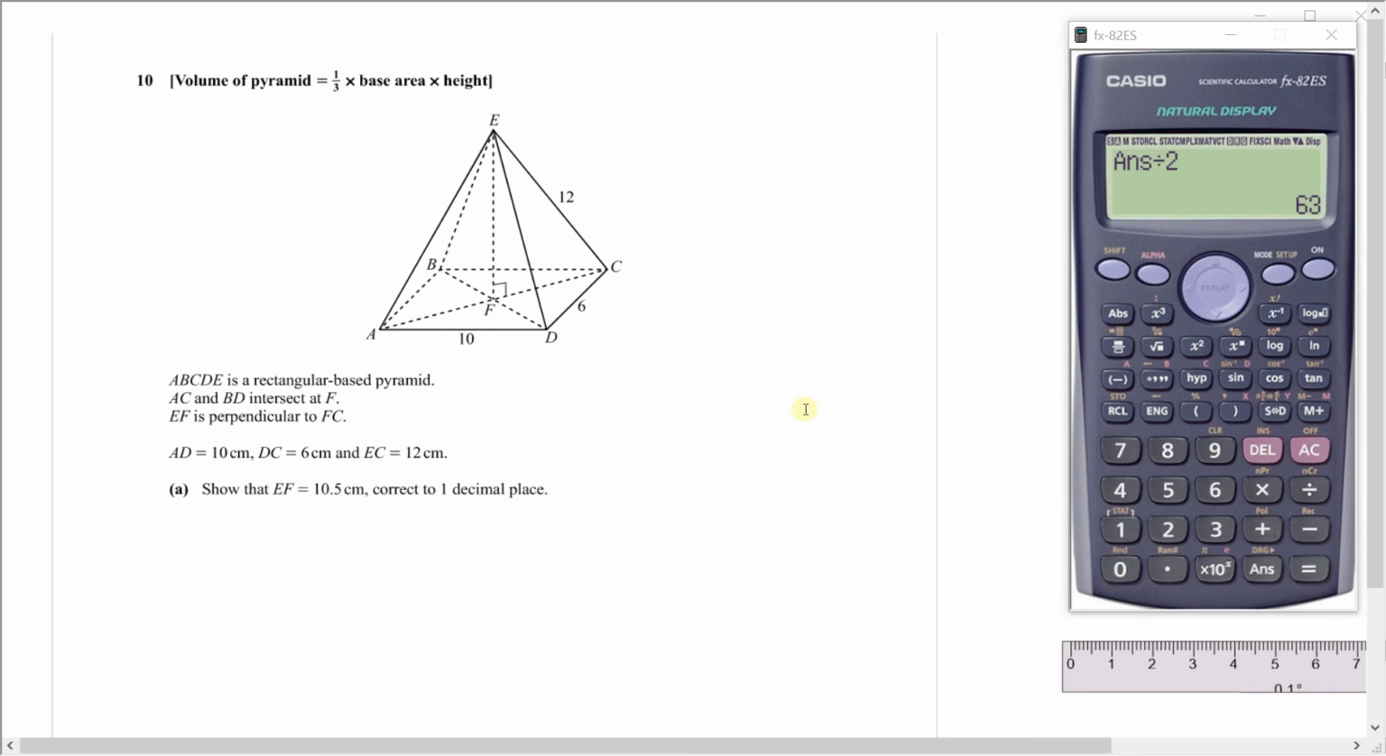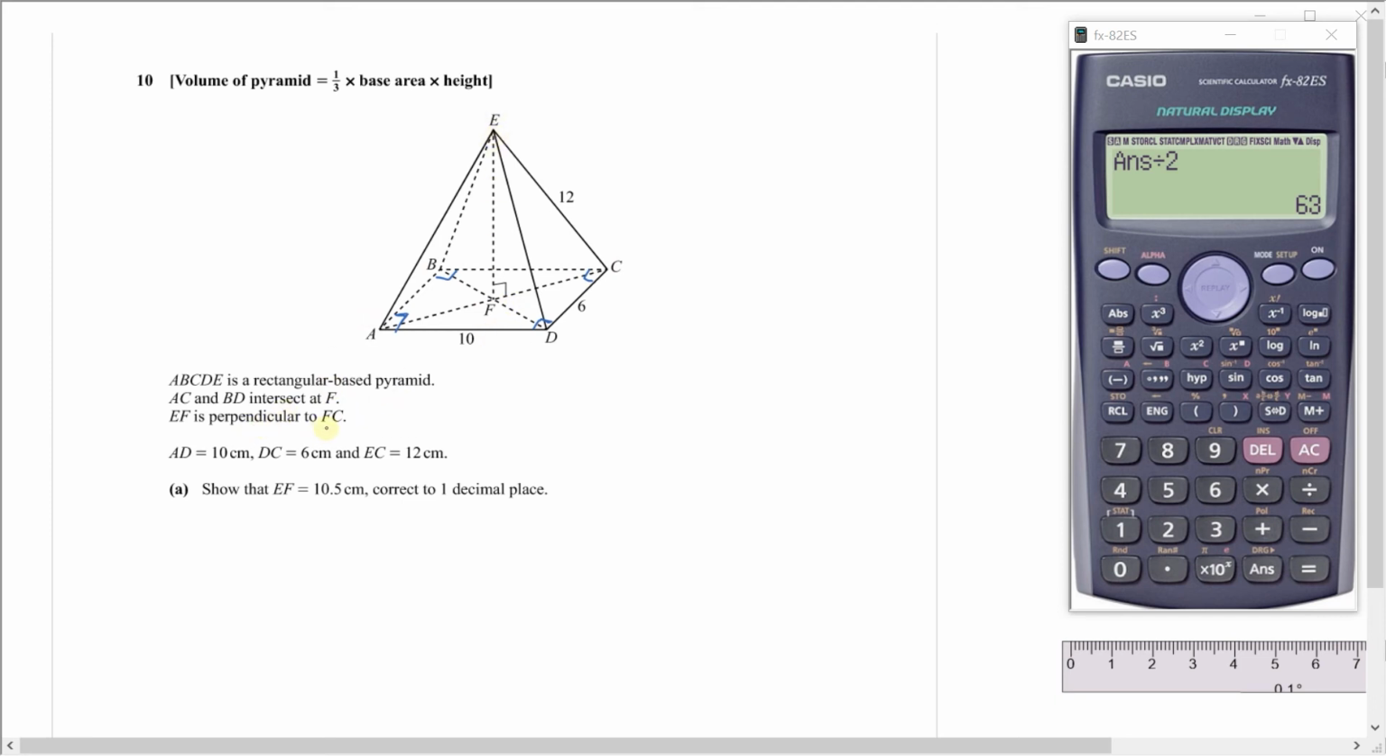Next, question 10, you're given the volume of the pyramid. ABCD is a rectangular based pyramid. So this base is a rectangle. So that means all of these corners are 90-degree angles. This one is 90, this one is 90, and this one as well. So you're given AC and BD intersect at F. So AC and BD are the two diagonals of this rectangular base. They intersect at this point F.